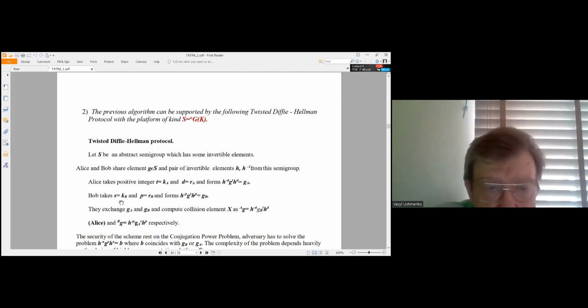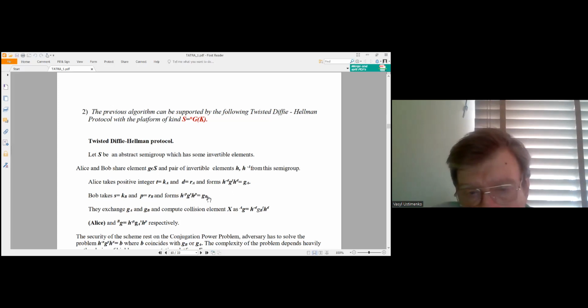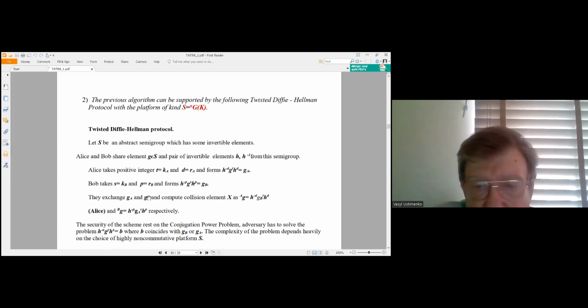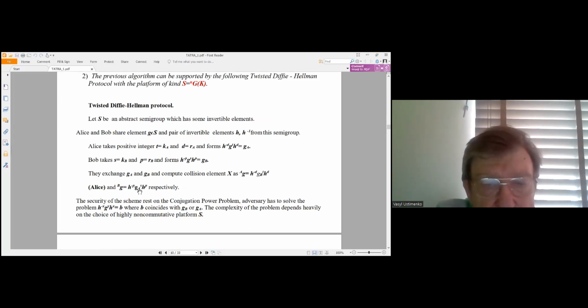Bob does a similar job. He takes kb and rb, his own private numbers, forms G^s, raising G to the power s, conjugates with the element H^p, and gets Gb. And he sends it to Alice. On the final stage, Alice obtained Gb. She has these powers ka and ra, so-called t and d. She computes this element X as H^-d Gb^t H^d. And Bob got Ga from Alice. He raises Ga to the power s, where s is his private number, and conjugates with H^p. And it's easy to see that it's the same element.